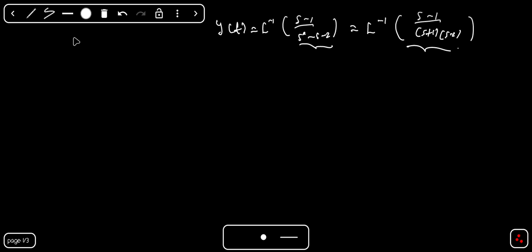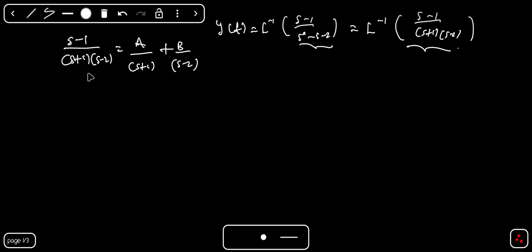Okay, so we can say that s minus 1 over s plus 1 multiplied by s minus 2 equals A over s plus 1 then plus B over s minus 2. So next thing we are going to do is to multiply both sides by the LCM, which is s plus 1 multiplied by s minus 2. Then if we do that, we are going to have s minus 1 equals A into bracket s minus 2 then plus B into bracket s plus 1.